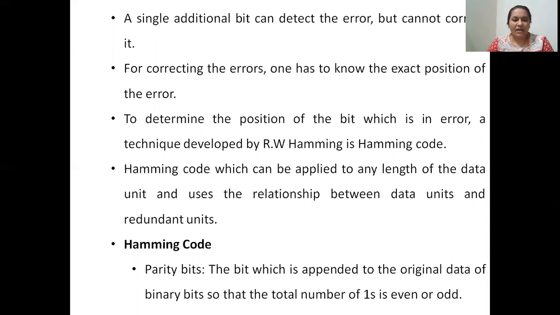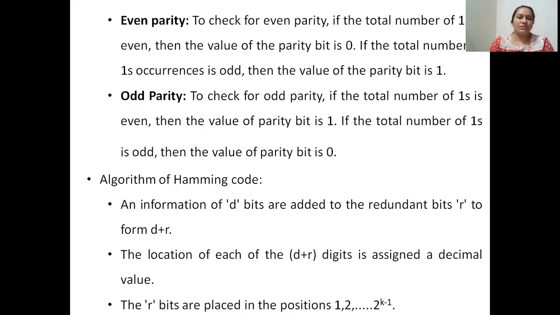Just like checksum and cyclic redundancy check, Hamming code also uses redundant bits, and it uses a combination of parity bits as the redundant bits in order to perform error correction. As we all know, there are two types of parities, even parity and odd parity. In case of even parity, the total number of ones in the data unit will be an even number. In case of odd parity, the total number of ones in the data block will be an odd number.